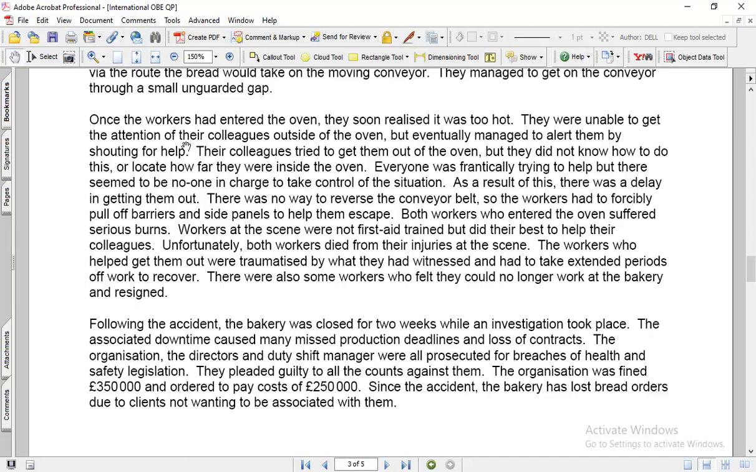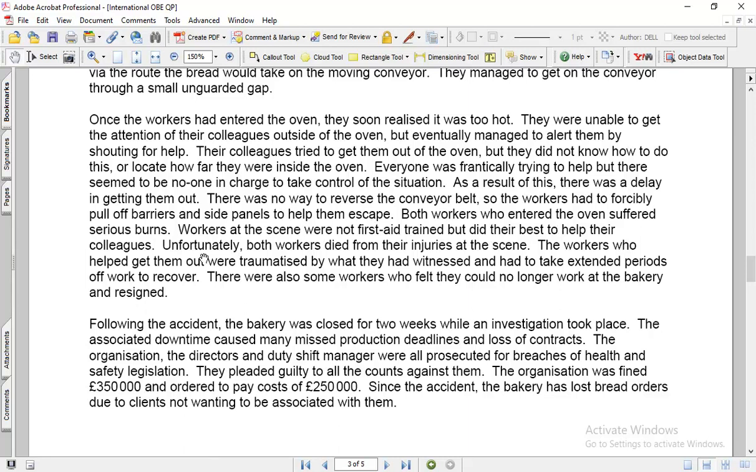So these two workers entered the oven and realized that it was hot. They tried to get the attention of their colleagues but didn't, and they shouted for help. Their colleagues tried their best to retrieve them, but they didn't know how to retrieve them or where their position was. It took more time, and later they removed the barriers and the side panels to escape.